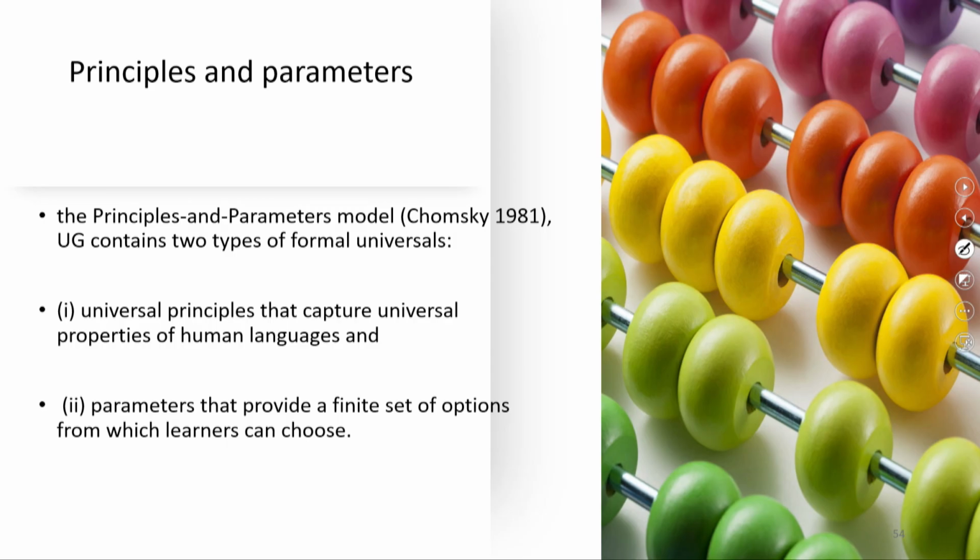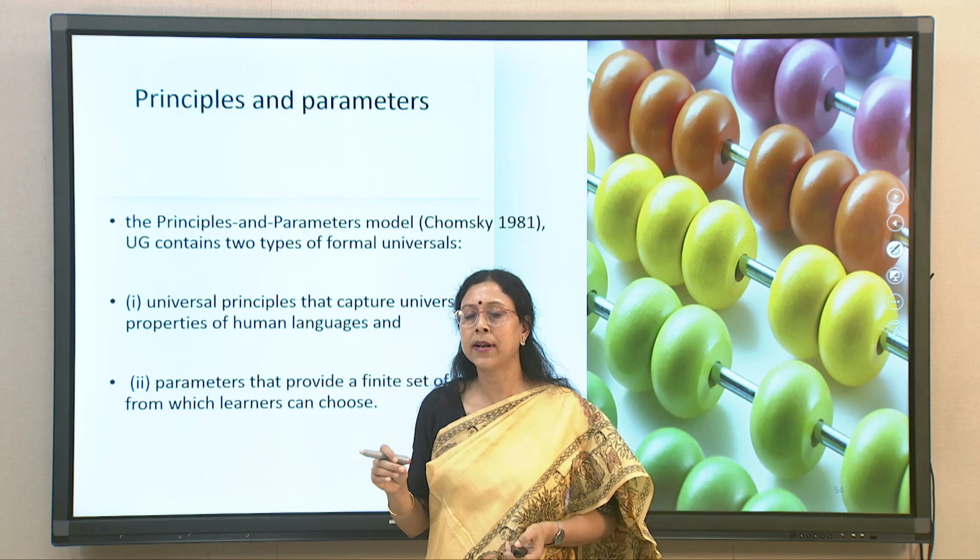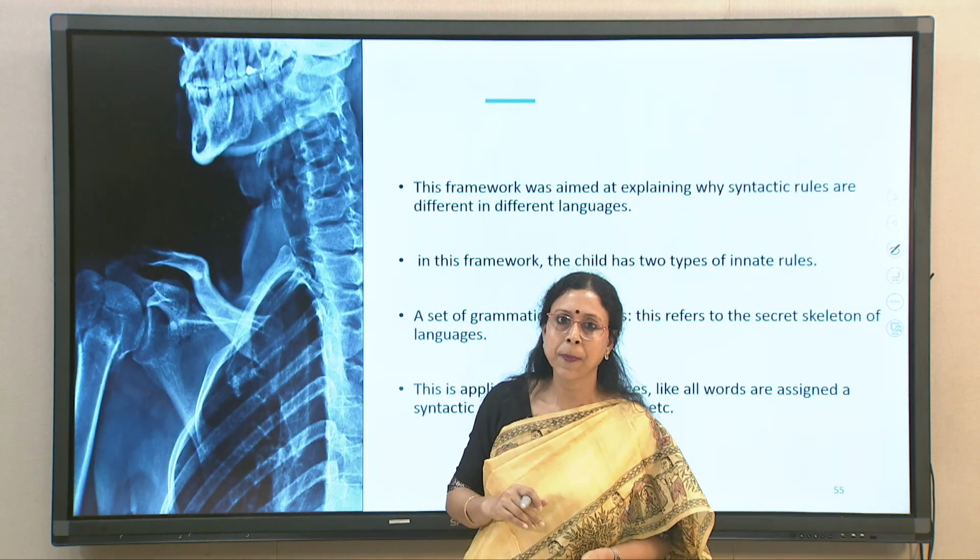The principles and parameters model contains two different kinds of formal universals. There are universal principles that capture universal properties of human language, and then we have parameters that provide a finite set of options from which learners can choose. So, principles are universal, parameters are somewhat language specific. You can choose which of the parameters to use for which language.